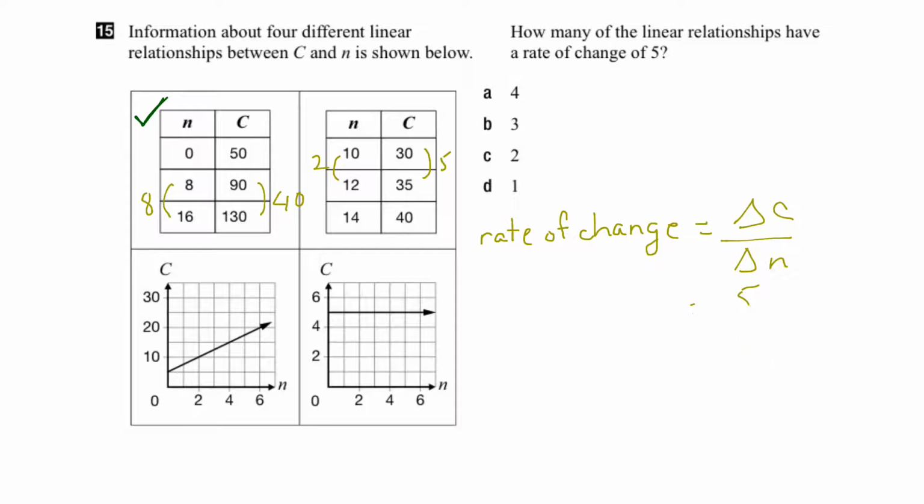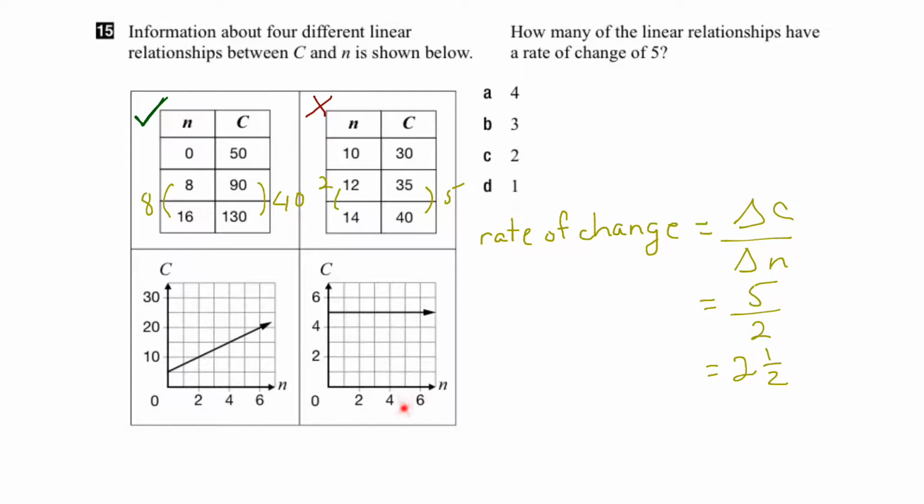Let's do a quick double check. We'll just try another couple of points here just to make sure we didn't make a mistake. So we'll try these 2. The change in C there would be 5, 40 minus 35, and the change in N would be 2, again, 14 minus 12, which is 2, and again it gives us a rate of change of 2.5, which is not correct. So we can say that this ordered pair table does not represent a rate of change of 5.